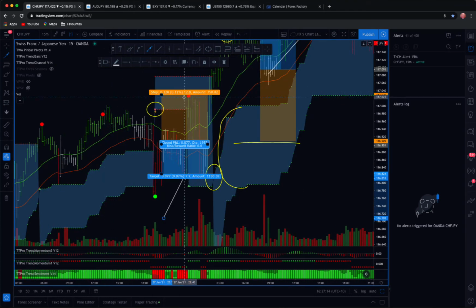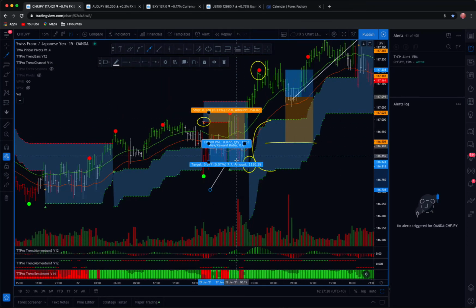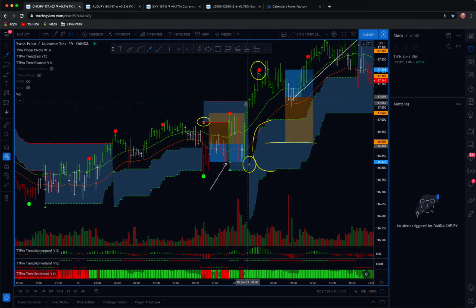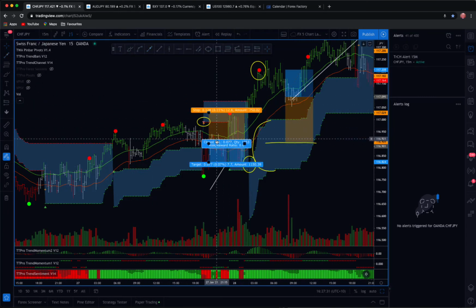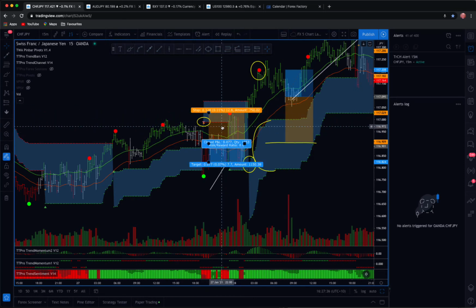Not quite. It's under. So we stayed in. Okay, so we're still in the trade, and then eventually it moved up and took our stop. But you know what you can do? As soon as you hit TP1, if you want to, you could move your stop loss down to break even if you want to.